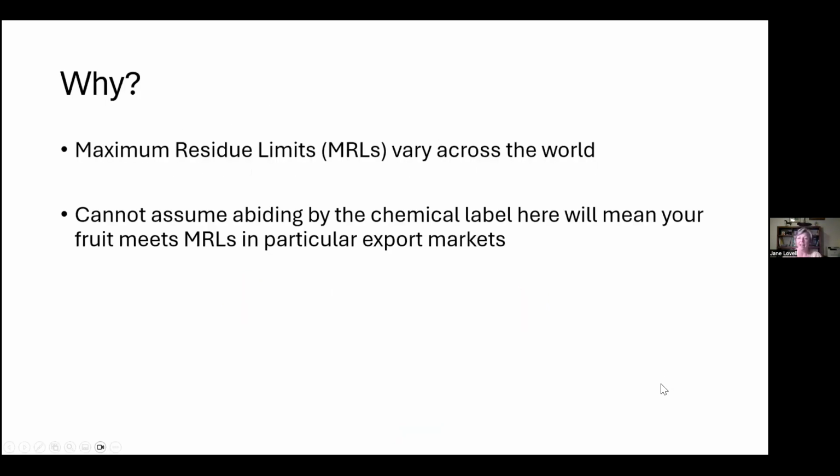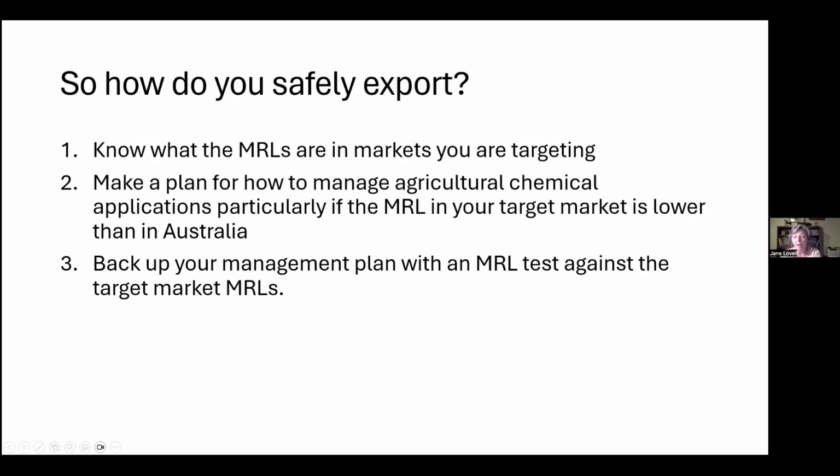So I guess the question is, why was this project put together? Basically, I think it stems from the fact that maximum residue limits, as you would all be aware, vary across the world. So we cannot in Australia assume, if we're looking to export cherries, that abiding by the chemical label here will mean that your fruit meets the MRLs in any particular export market. This leaves us with a bit of a dilemma: how to make sure that our product is safe and meets the regulatory requirements in our target market.